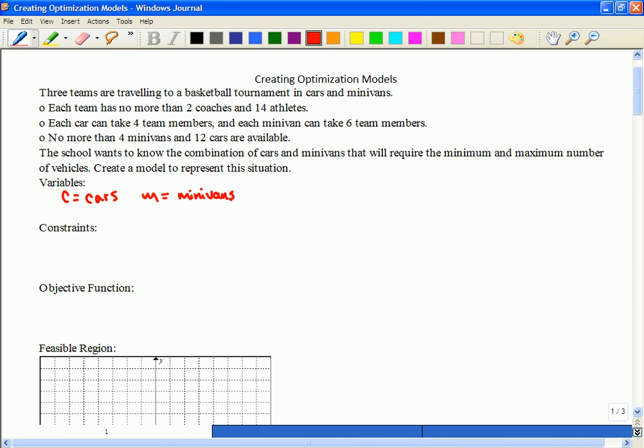So let's think about the constraints in this problem here. Can anybody, by looking at this, tell me what kind of constraints maybe they can add? There's a bunch in here. Right, so minivans, it says right here, no more than 4 minivans are available. So the minivans has to be less than or equal to 4. And it says the cars has to be less than or equal to 12. So in your notes you could check that off because you've already used that information.